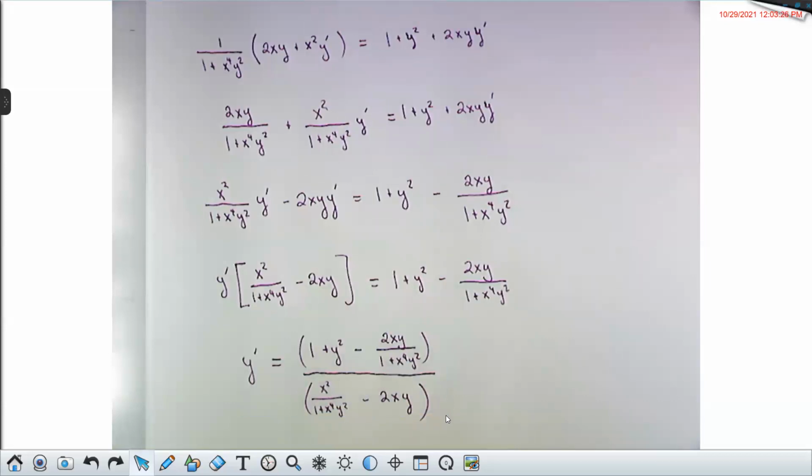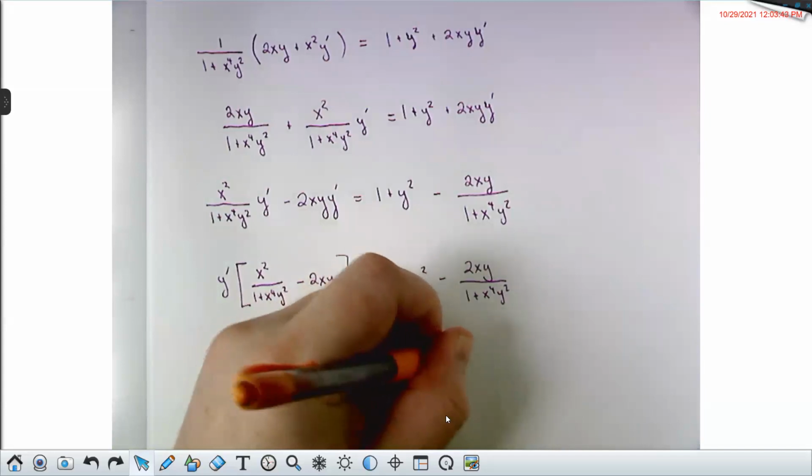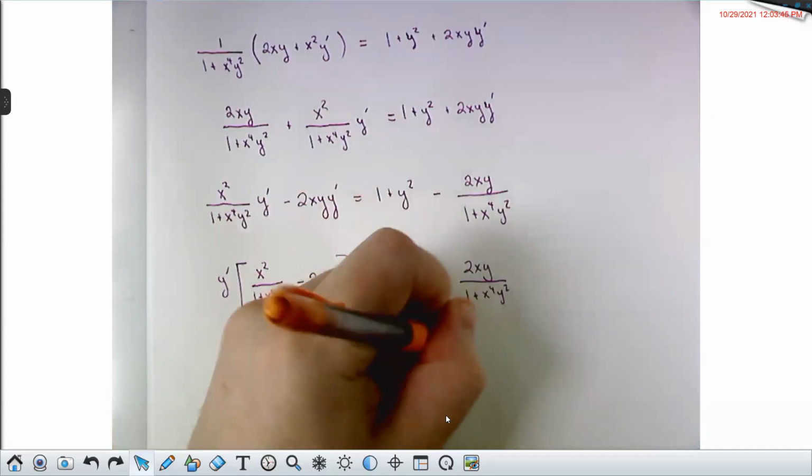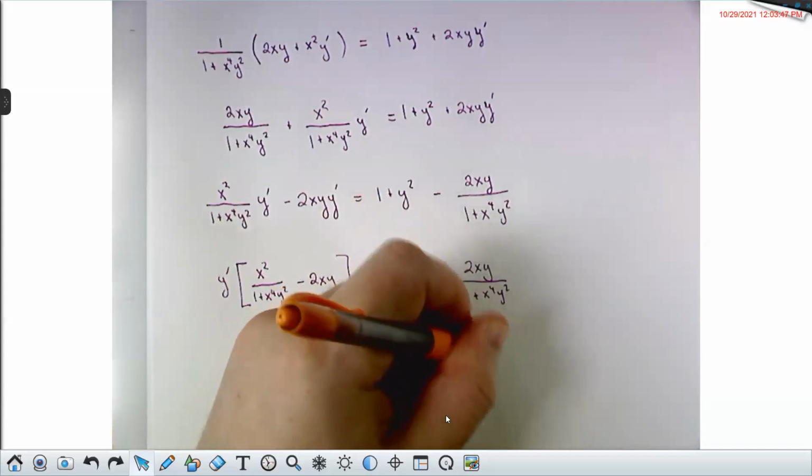It's true, and more is true. The common denominator between the two pieces downstairs and the common denominator between the two pieces upstairs are the same, right? It would be the 1 plus x to the 4 y squared. So if I wanted to, instead of going through that process, I could multiply top and bottom by 1 plus x to the 4 y squared.